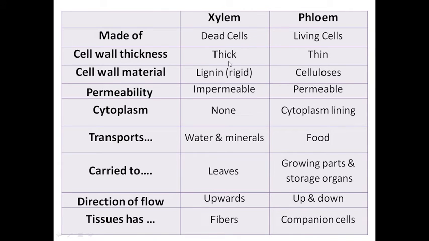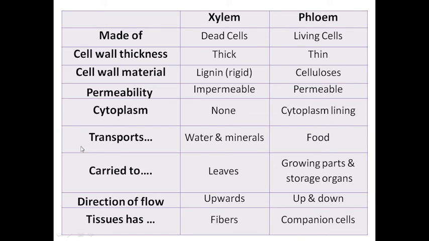Then see the cell wall. The xylem cell wall is very thick. Opposite to that, phloem has a thin cell wall. In xylem, the chemical lignin is present in the cell wall, but in the phloem there is cellulose. See the permeability. Xylem is impermeable, which means there is no exit and entry for other things through the xylem cells, but phloem is permeable. Then don't worry about the cytoplasm, just remember that there is cytoplasm in phloem but not in the xylem.